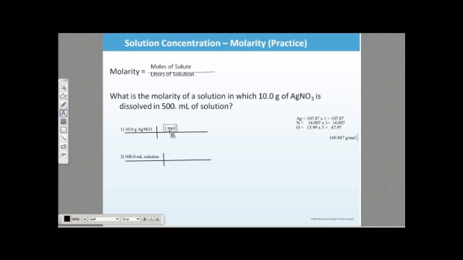Again, the 1 mole will be on top. And then on the bottom will be the 169.847. All right, so 10 times 1 divided by 169.847.